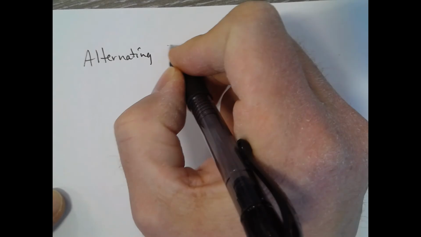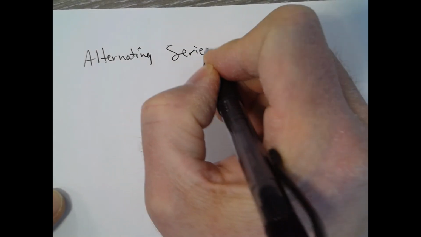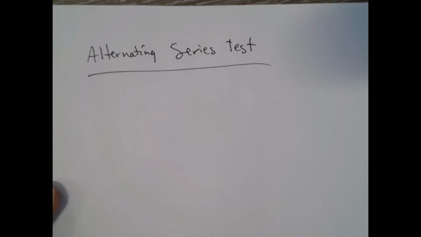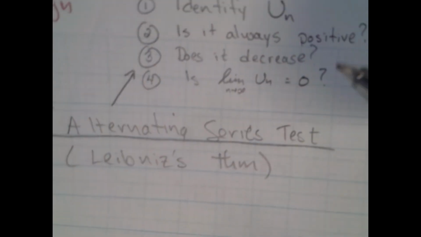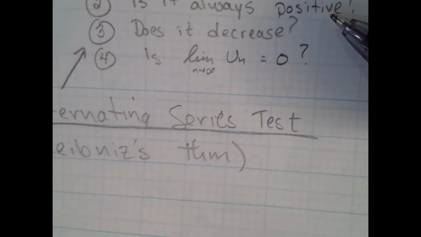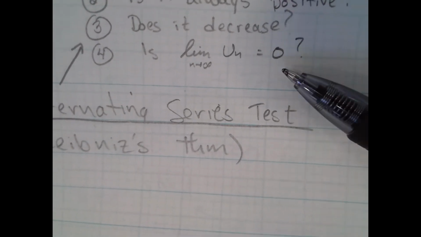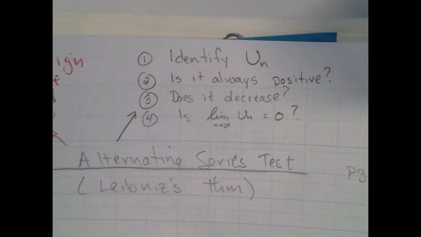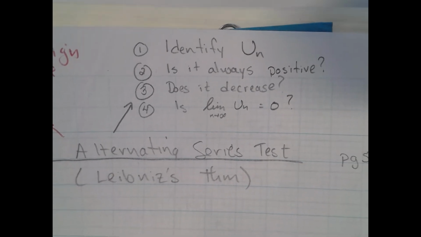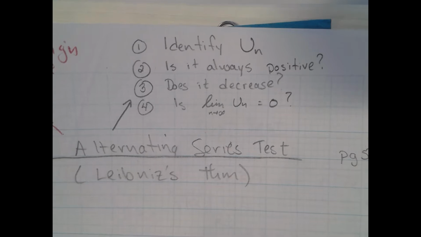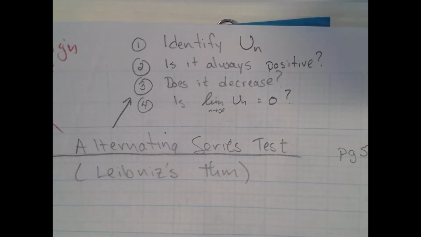All right. Alternating series test. Okay, so in my notes I have, you have to figure out, is it always positive? Does it decrease? Is the limit equal to 0? That's a good way of thinking. It really only has 3 things to do for the alternating series test. This is a nice one. This one goes quick.